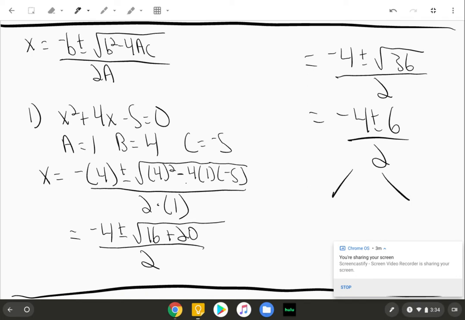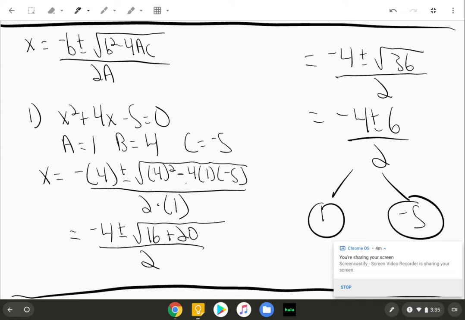So let's calculate it with plus and calculate it with minus. So negative 4 plus 6 is 2 divided by 2 is 1. So that's one of your answers. Negative 4 minus 6 is negative 10 divided by 2. Negative 10 divided by 2 is negative 5. So my two solutions are x equals 1 and x equals negative 5.